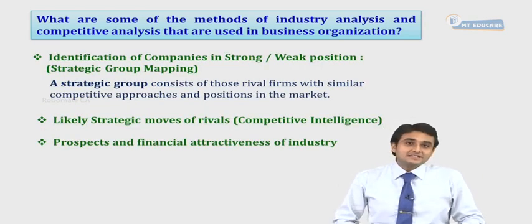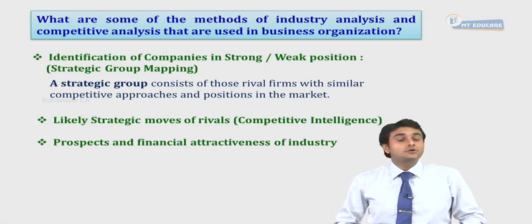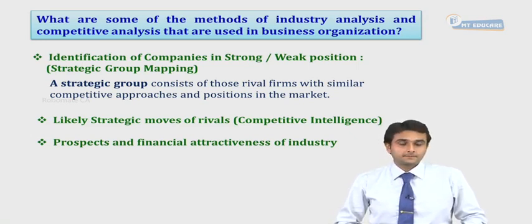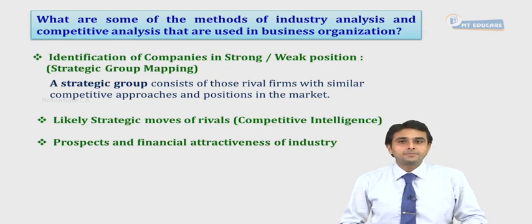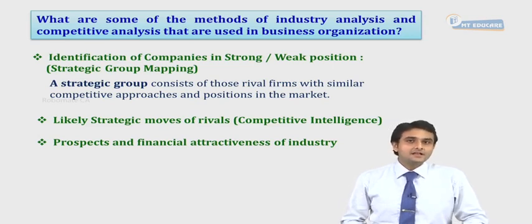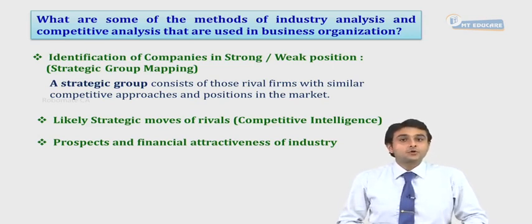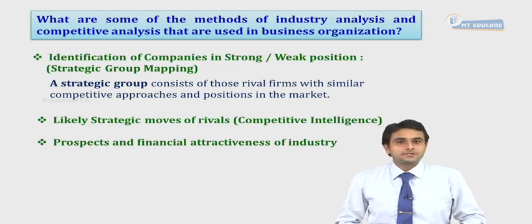Now, a business needs to identify the strategic groups. A strategic group is nothing but a business identifying its main competitors. As you can read, a strategic group consists of those rival firms with similar competitive approaches and positions in the market.